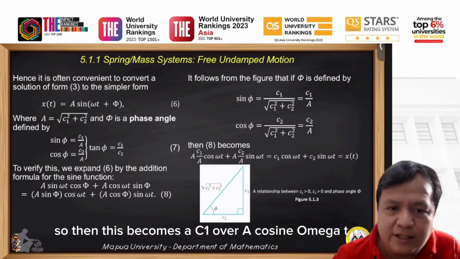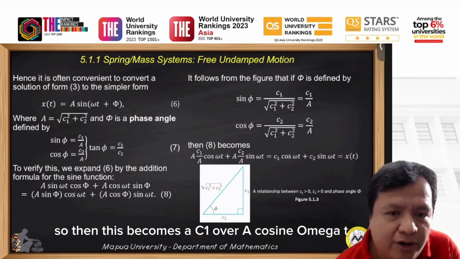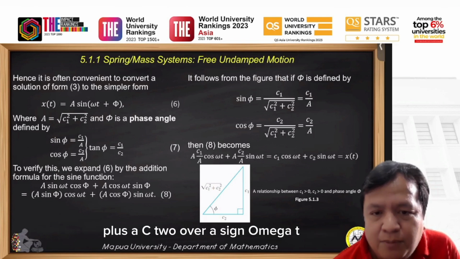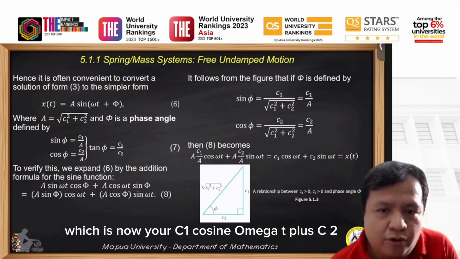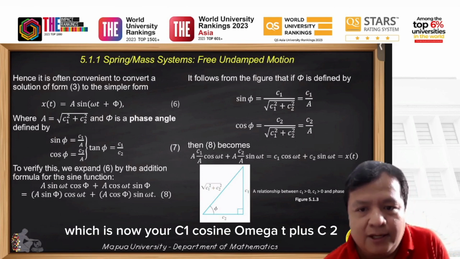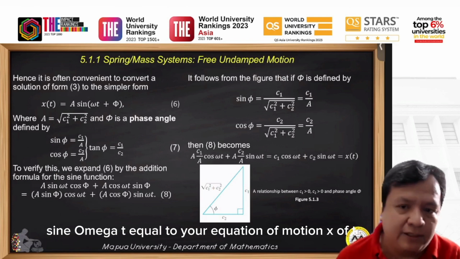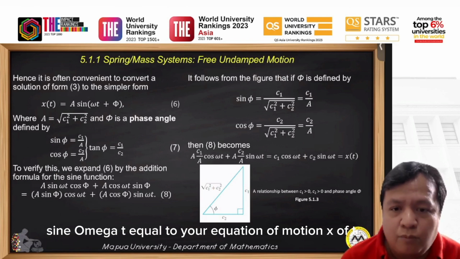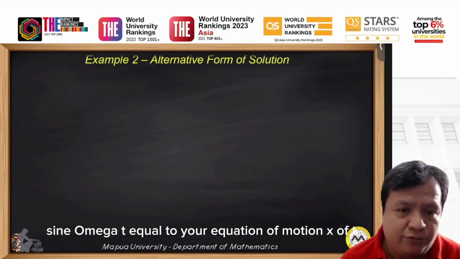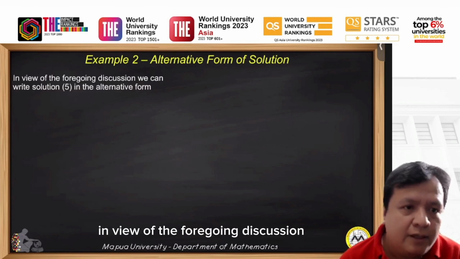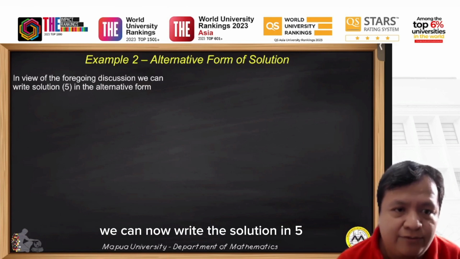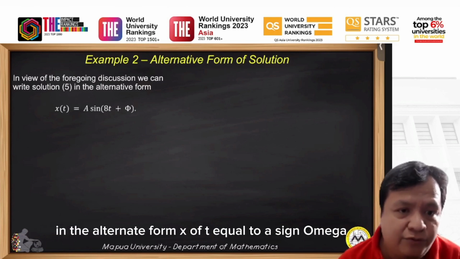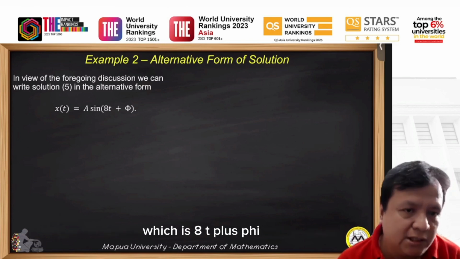So then this becomes A C1 over A cosine omega t plus A C2 over A sine omega t, which is now your C1 cosine omega t plus C2 sine omega t equal to your equation of motion x of t. In view of the foregoing discussion, we can now write the solution in 5 in the alternate form x of t equal to A sine omega, which is 8t plus phi.